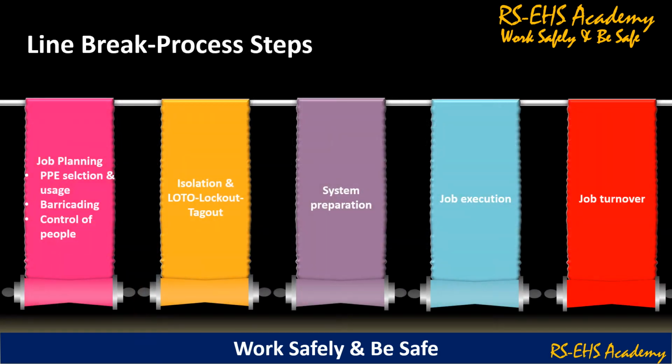Line break process steps. First step is job planning, that is PPE selection and usage, barricading, control of people. Second step is isolation and LOTO. Third step is system preparation. Fourth step is job execution. And fifth step is job turnover.